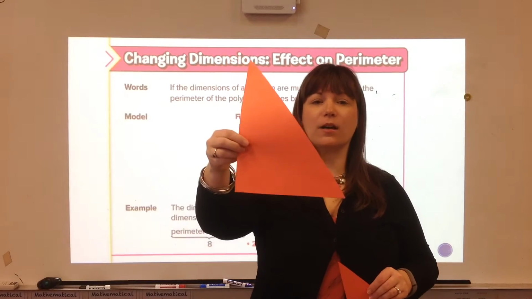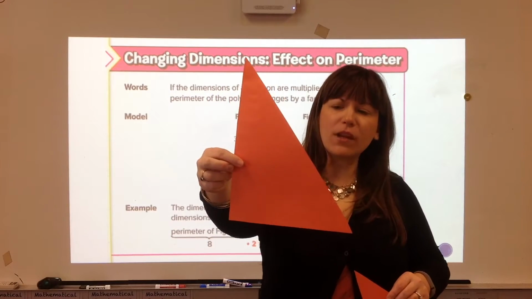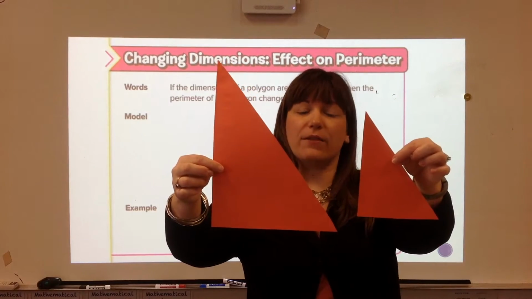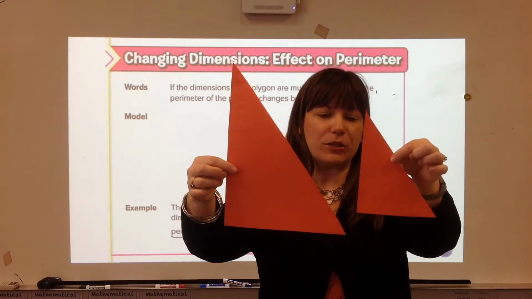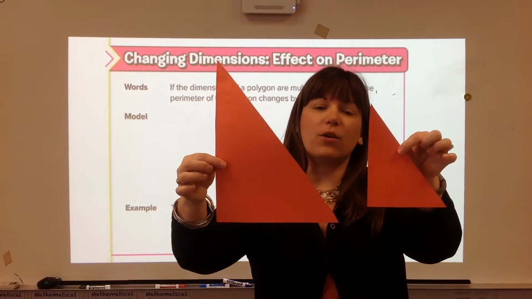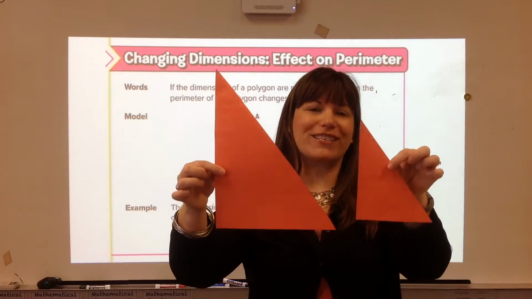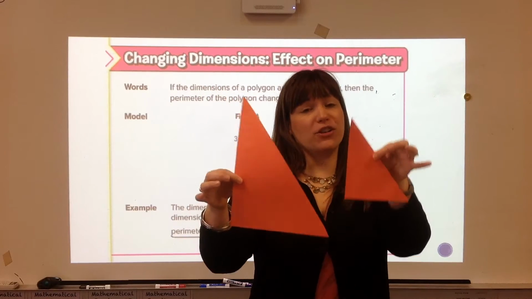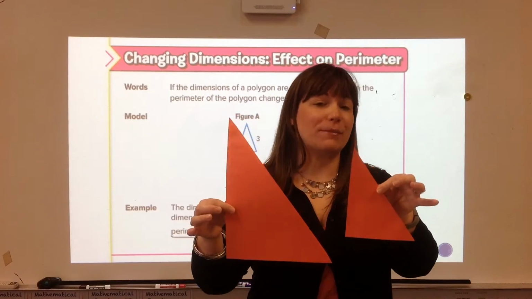We have a triangle here, and if we were to change the dimensions, we would have either a smaller or a bigger triangle. I chose smaller. And what we now have created are similar triangles. When shapes are the same shape, they're just different sizes, we call those similar figures.